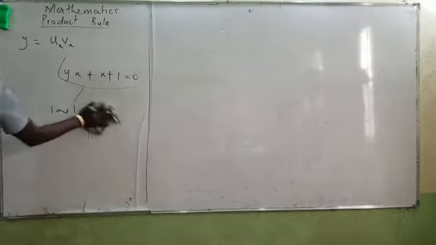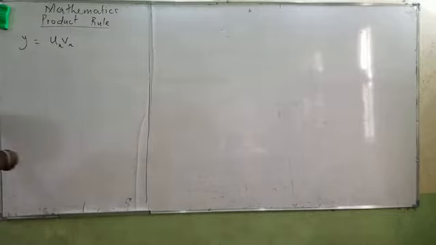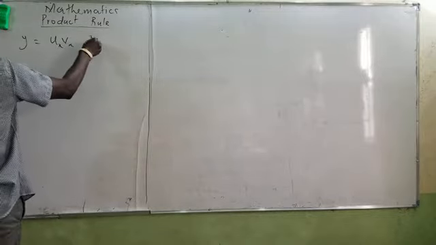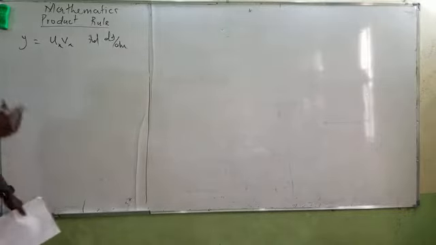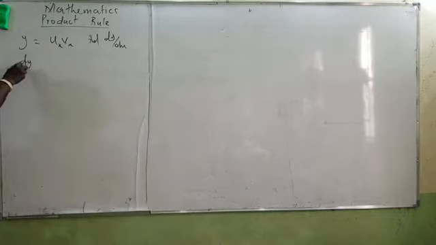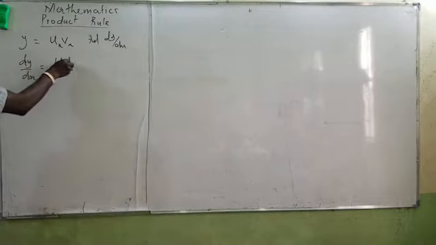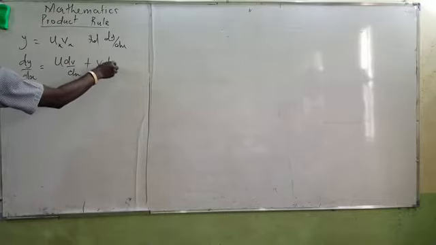Whenever you have something like this and you are asked to differentiate, you are looking for dy/dx of this thing. Now with the help of first principle, you will generate something like this: dy/dx will be equal to u dv/dx plus v du/dx.